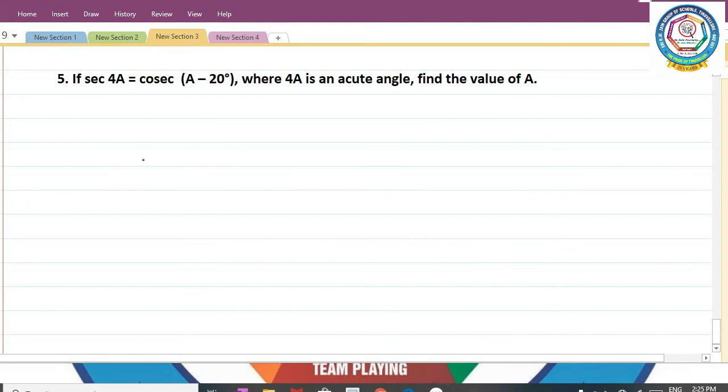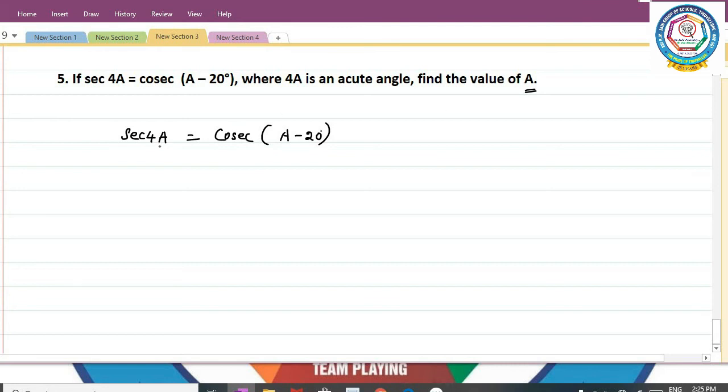Question number 5. If secant 4A equals cosecant of (A minus 20 degrees), where 4A is an acute angle, then find the value of A. So what is given first? Secant 4A equals cosecant of (A minus 20). We have to find the value of A.